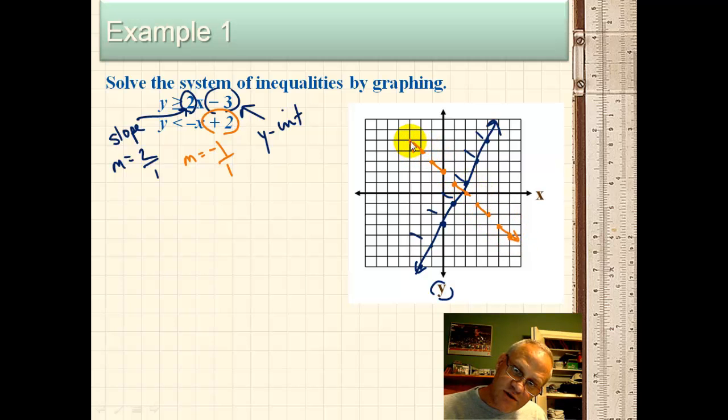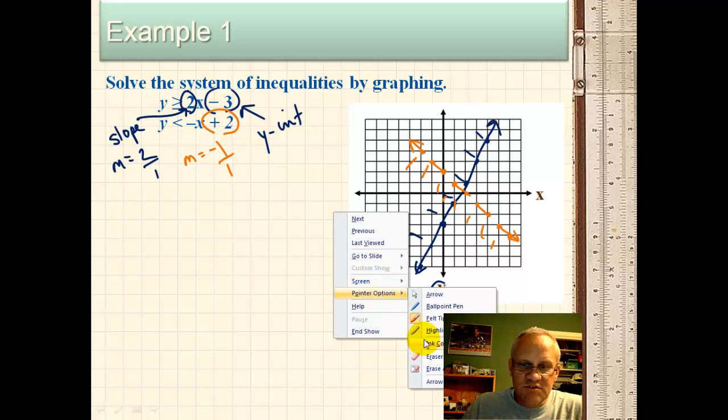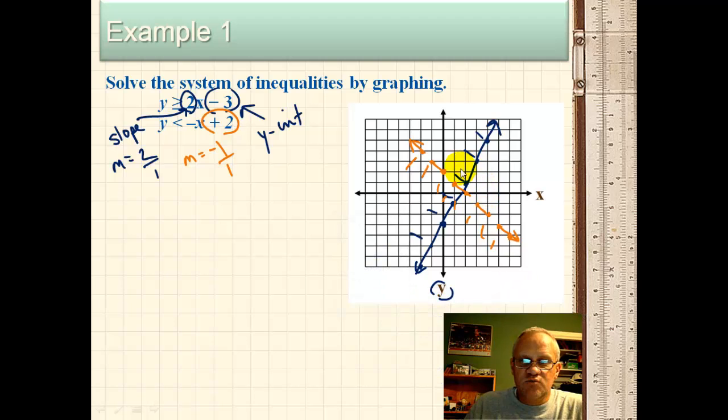So there's our dotted line. And since it's less than, we're going to shade below the orange line. All right, so now you can see where the blue and where the orange get shaded. And so what I'll do here really quickly is I'm just going to switch this over to black. And so black is where they both overlap.